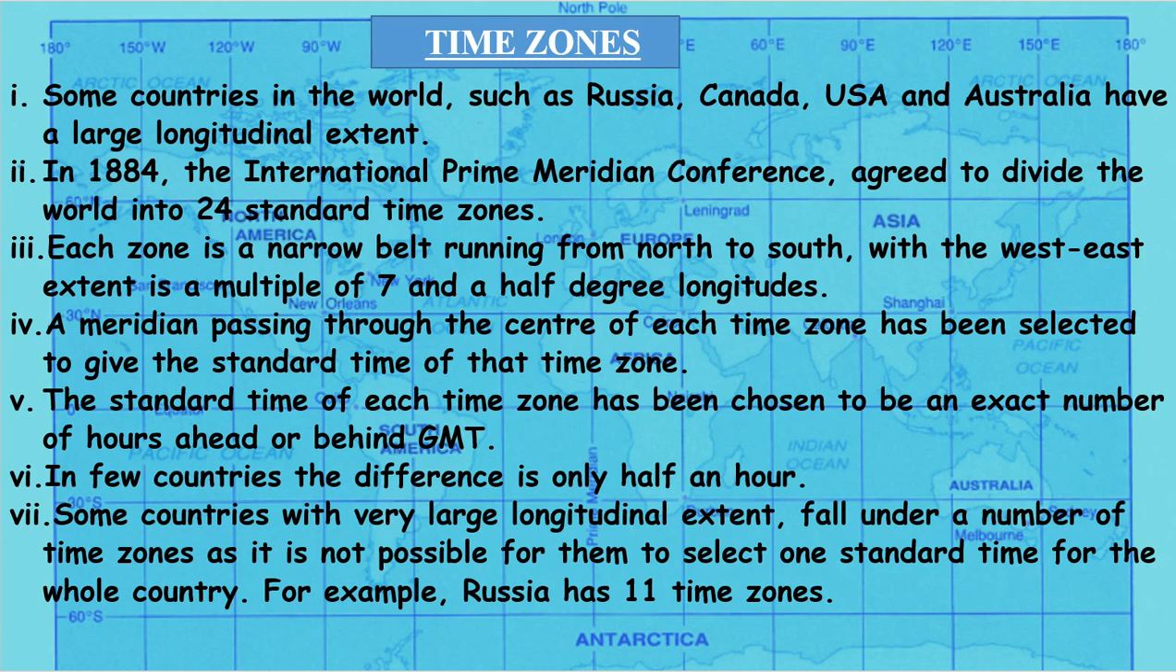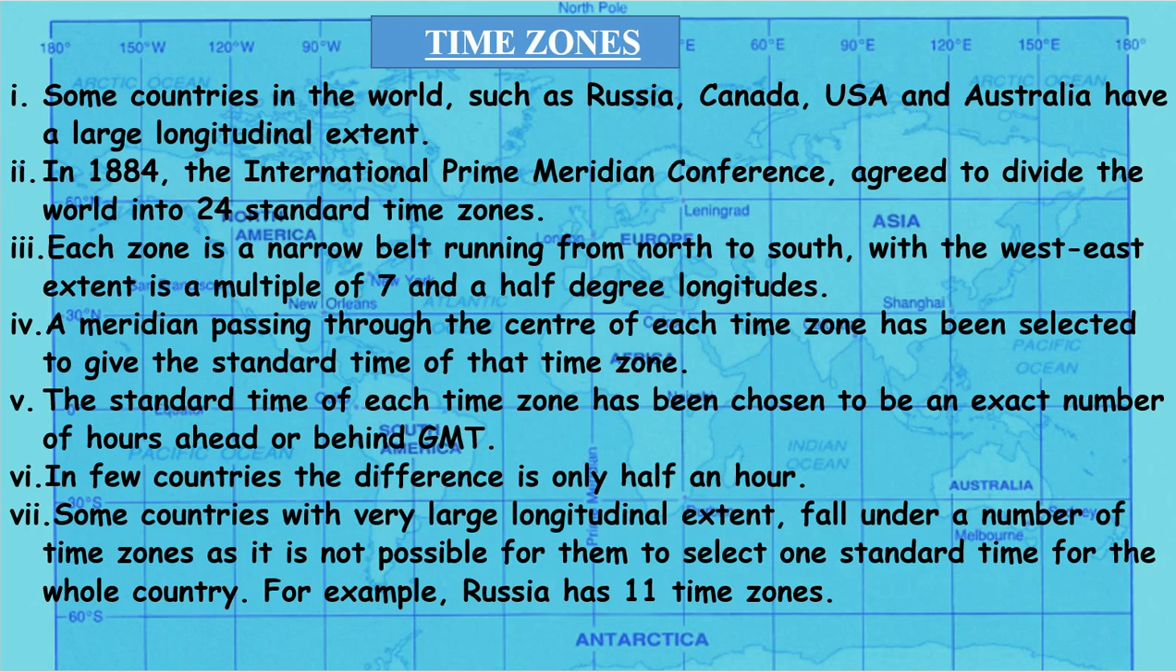Okay, and each zone is a narrow belt running from north to south, with the west-east extent a multiple of 7.5 degree longitude. Okay, a meridian passing through the center of each time zone. The meridian passing through the center of each time zone has been selected to give the standard time of that time zone.